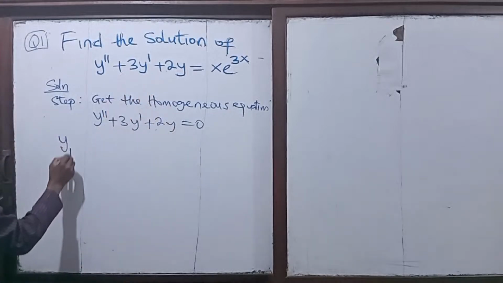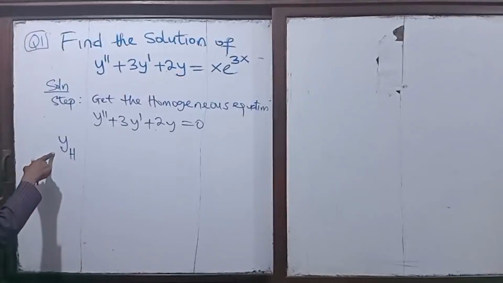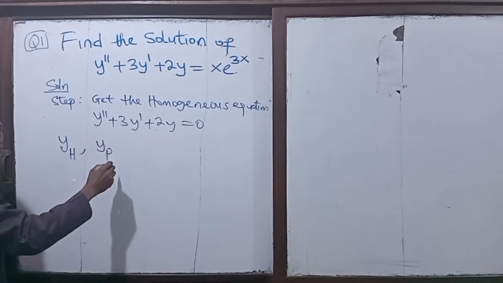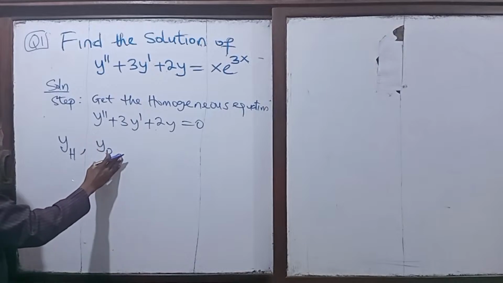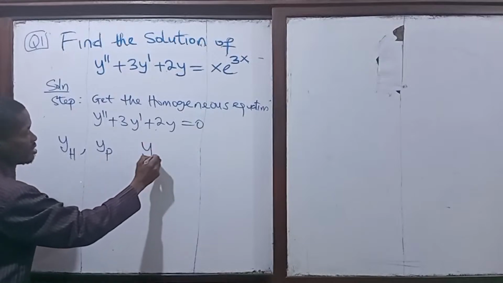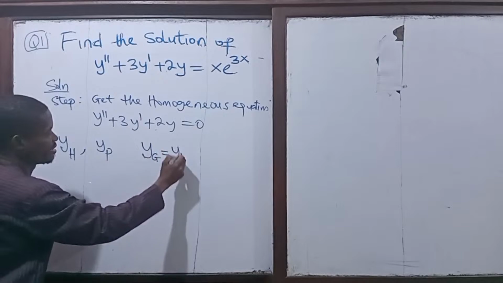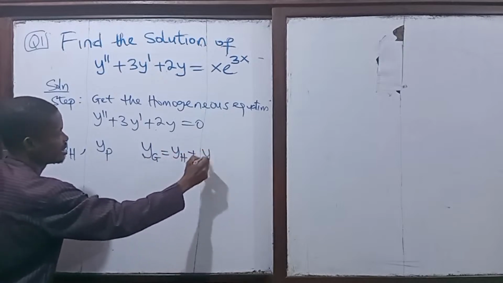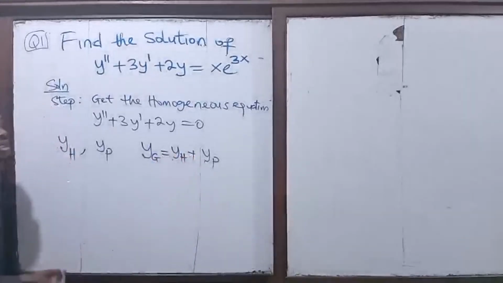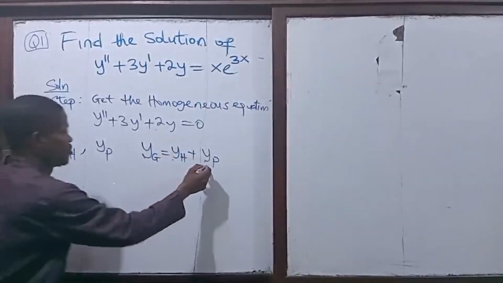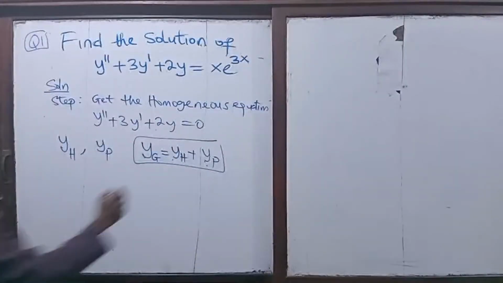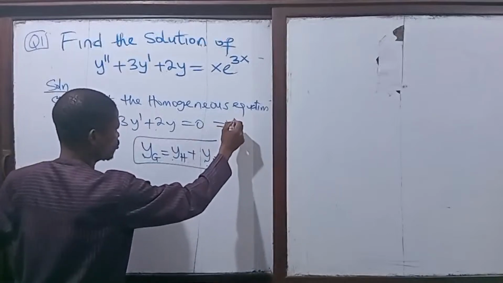We need to get the solutions of the homogeneous equation, and we need to get a particular solution for the non-homogeneous part. So the general solution will be the solution of the homogeneous part plus the particular solution. So this is what we want to get.